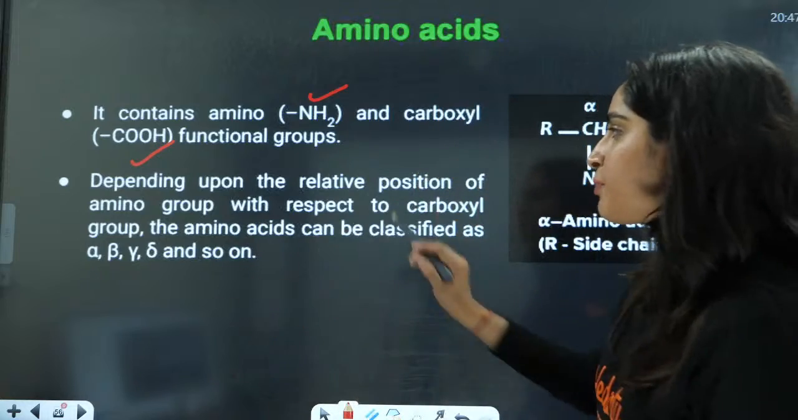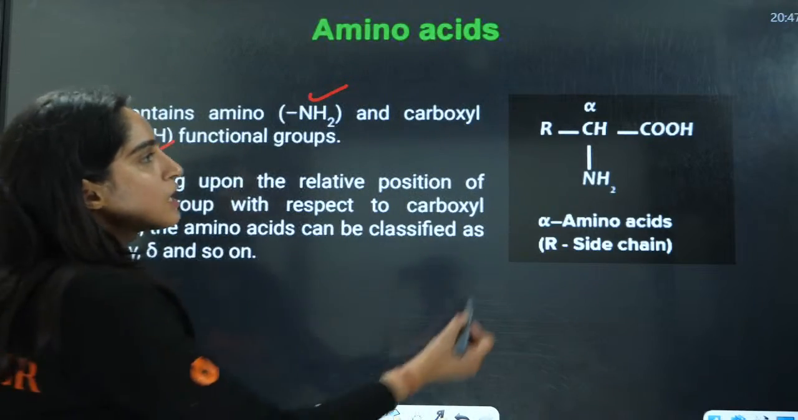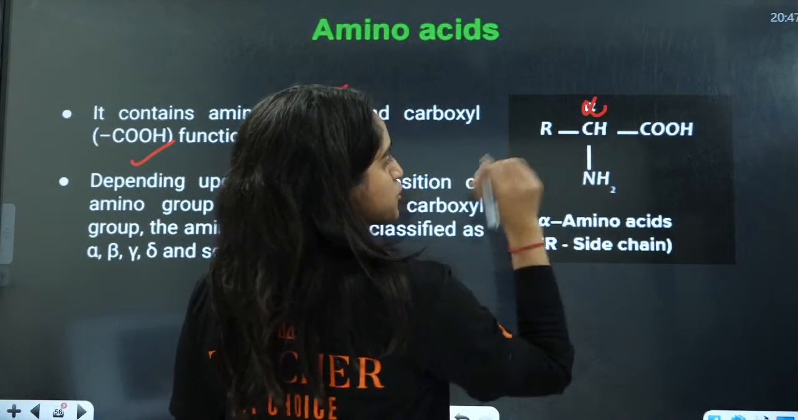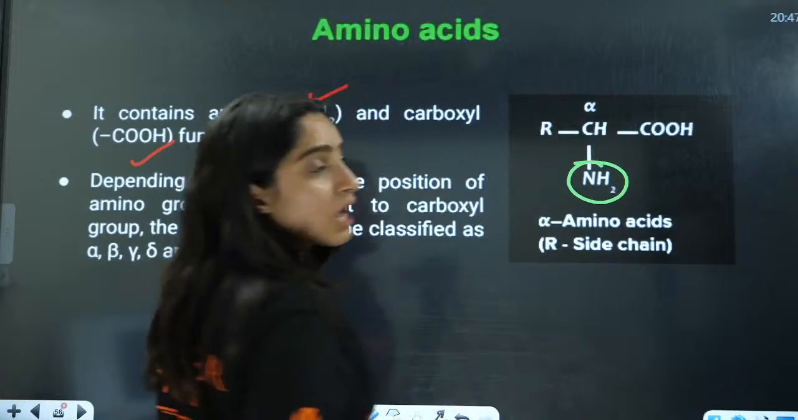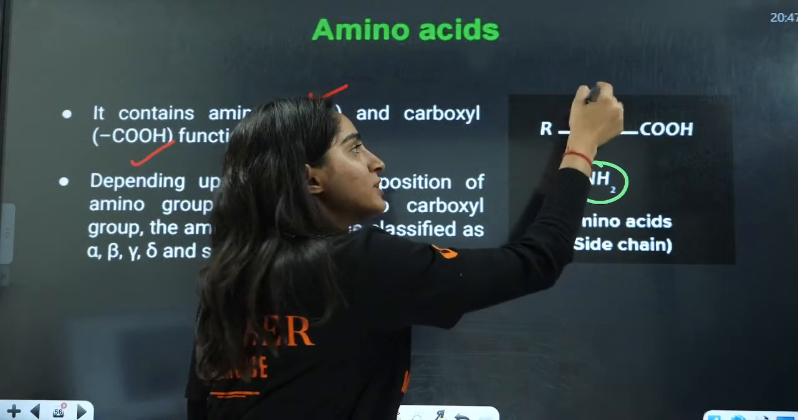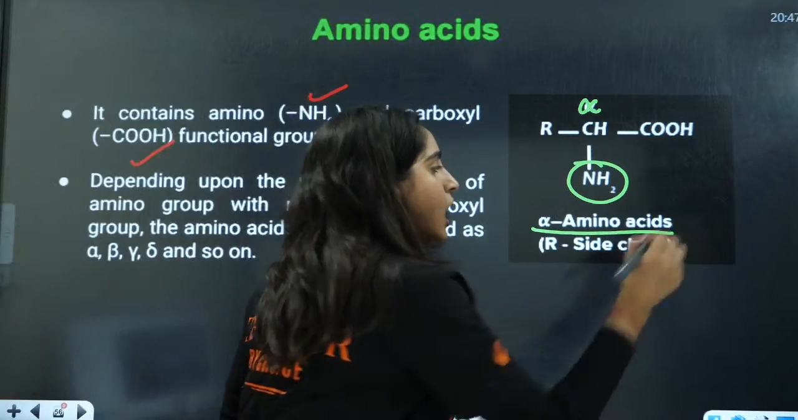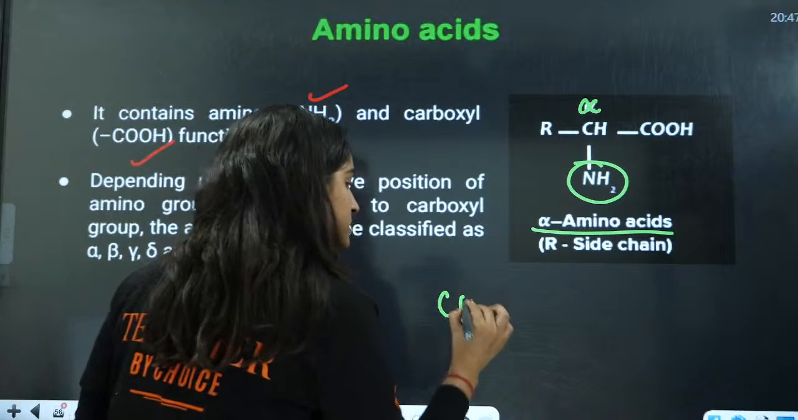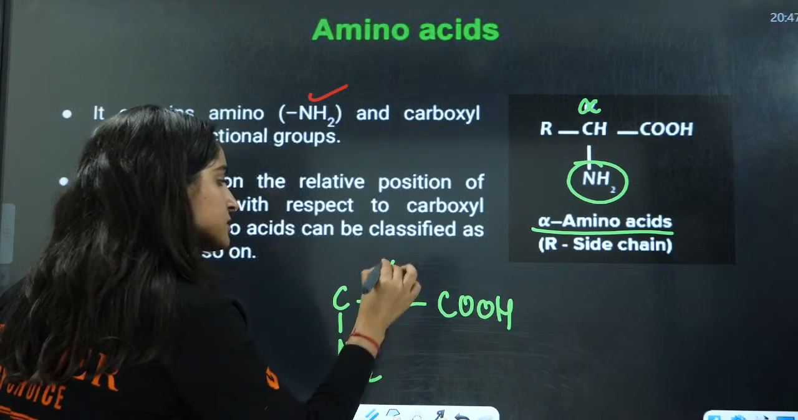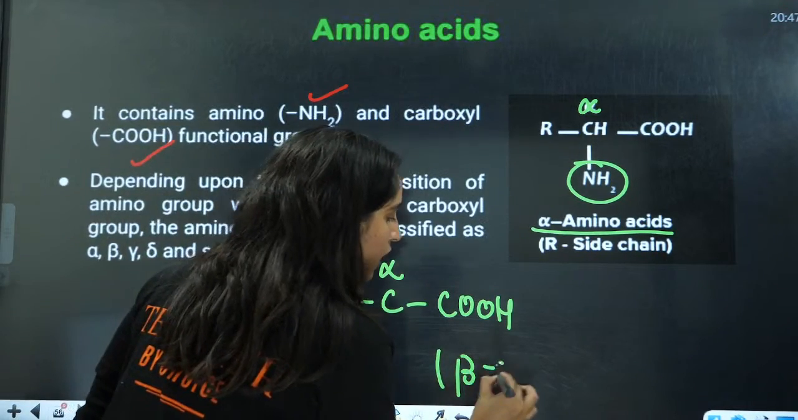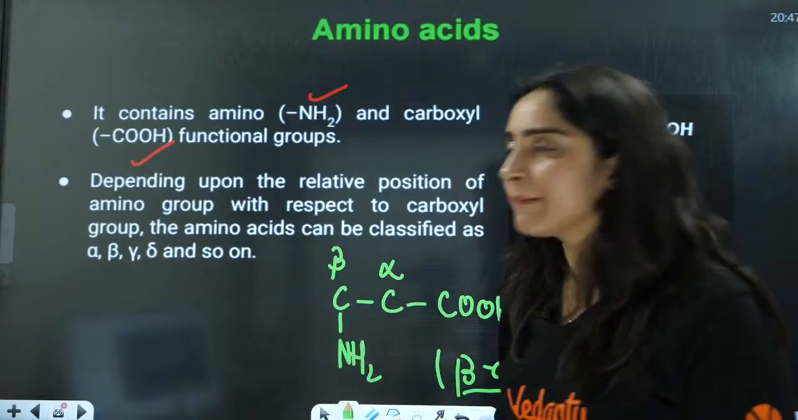Depending upon the relative position with respect to the carboxyl group, they are defined as alpha, beta, gamma. How is it defined? This is the COOH, and this is the alpha position. The NH2 group is linked to the alpha carbon, so that is an alpha amino acid. If we have COOH, then C, then another C with NH2, that is alpha, this is beta. This is going to be a beta amino acid.